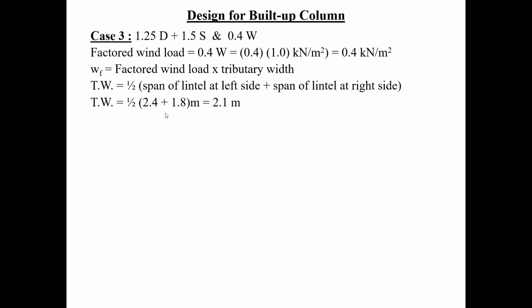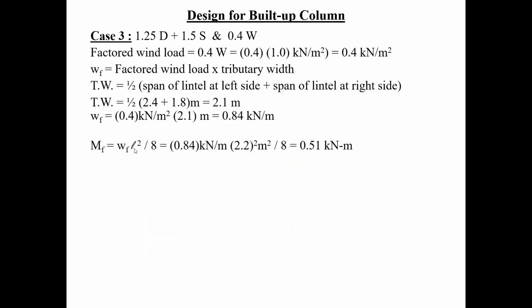That's the tributary width, and the WF is 0.84 kilonewtons per meter. And of course, MF is equal to WFL squared over 8. And now, what is the MR for an SPF number 1, number 2, 38 by 143 ply? Where do I find that information?